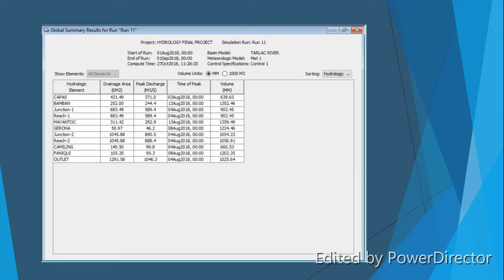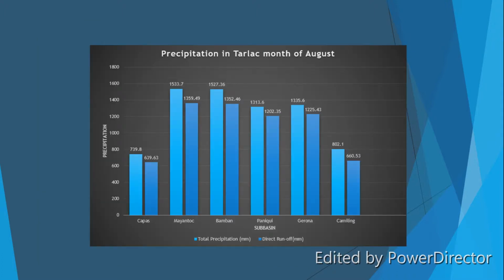And finally, the summary of results for Tarlac watershed modeling. And this graph shows the precipitation in Tarlac in the month of August. The x-axis is the sub-basin, while the y-axis is the precipitation. The two bars in each sub-basin are the total precipitation and the direct runoff. It shows here that Mayantok has the highest precipitation and Capas has the lowest. And because of this, Mayantok has the highest direct runoff and Capas has the lowest.